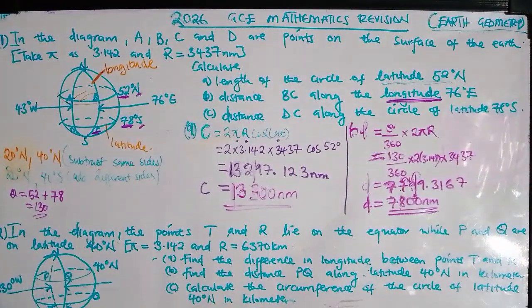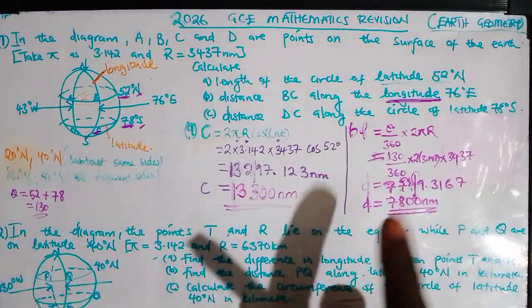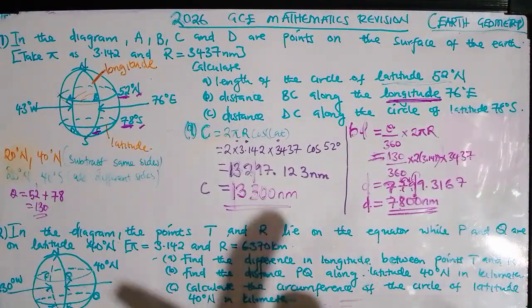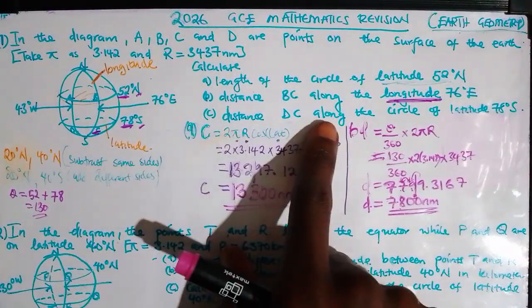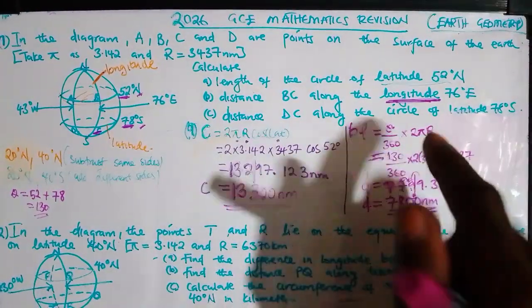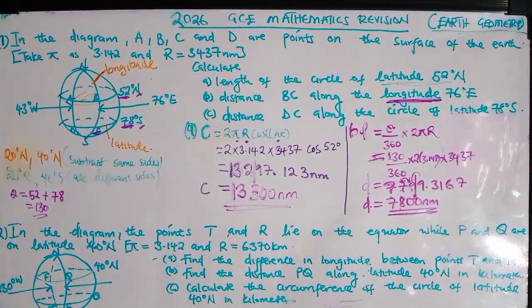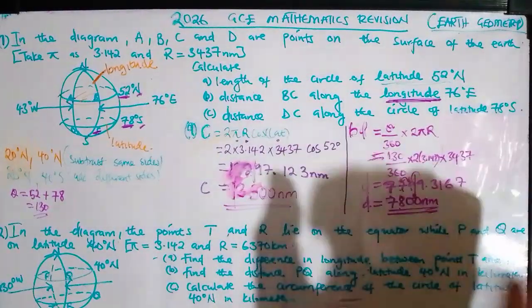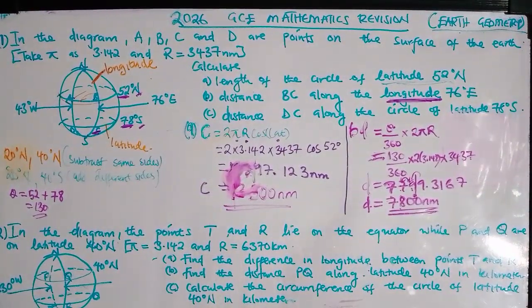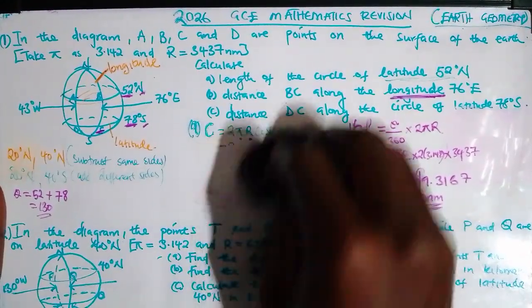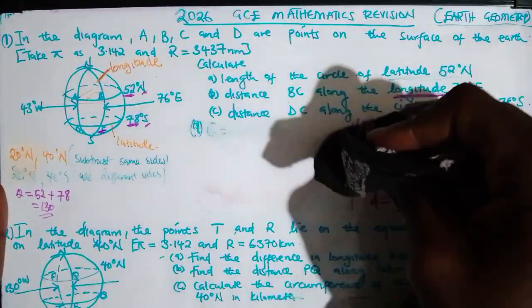So, moving on to our question C. Question C is asking us to calculate now the distance along the circle of latitude 78. So now the question has changed. We are not calculating the distance in longitude, but we are calculating the distance in latitude. I hope you wrote this formula.